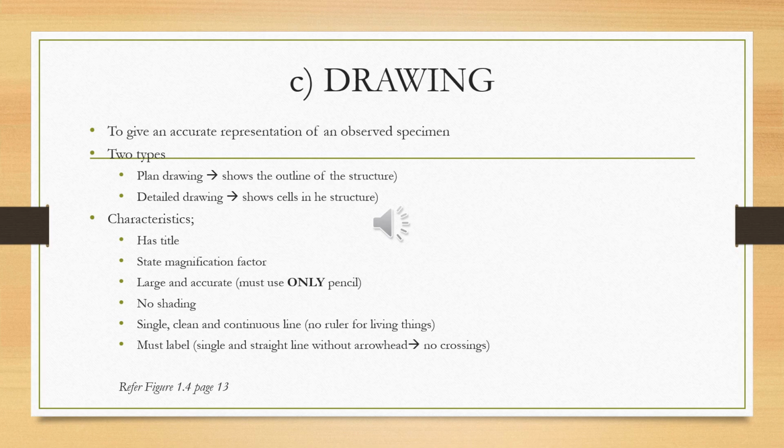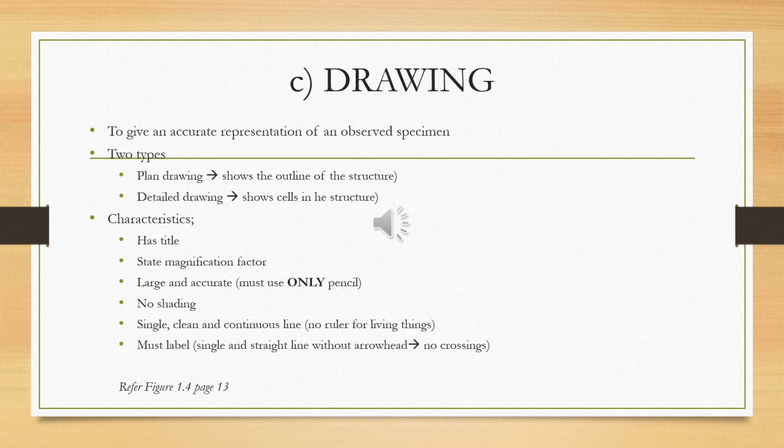Then, large and accurate. Biological drawing must only use pencil, no pen for drawing. But for labeling, yes, you can use pen. But for me, I advise you to use only pencil for both, because it's easier to erase if you make a mistake. But nowadays, we have correction tape. It's up to you actually.